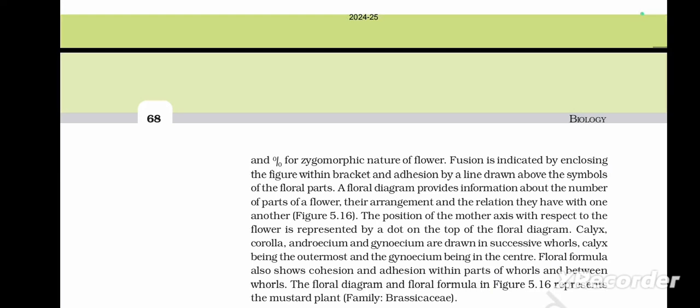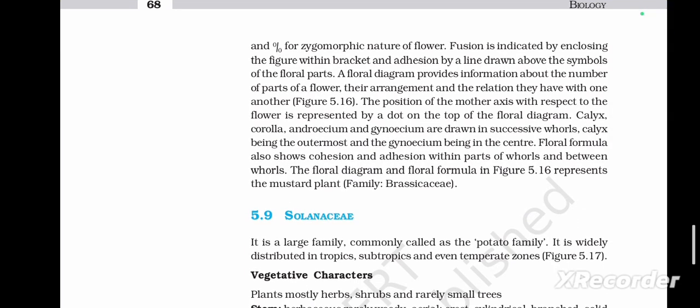The position of the mother axis with respect to the flower is represented by a dot on the top of the floral diagram. Calyx, corolla, androecium and gynoecium are drawn in successive whorls, calyx being the outermost and the gynoecium being the center. Floral formula also shows cohesion and adhesion within parts of flowers and between whorls. The floral diagram and the floral formula in figure 5.16 represent the mustard plant, family Brassicaceae.